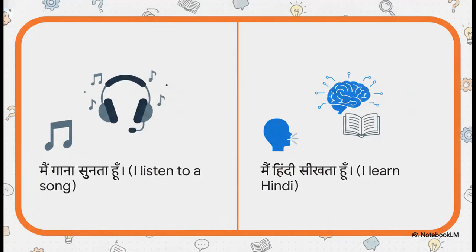Outstanding. Let's take a look at how this builds when we put them side by side. This is a beautiful illustration of how simply swapping the verb and the noun completely changes the action, while that underlying foundation stays exactly the same. First up, मैं गाना सुनता हूँ. I listen to a song. Repeat that for me. Good.